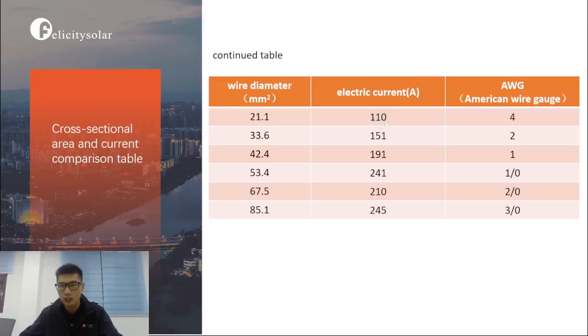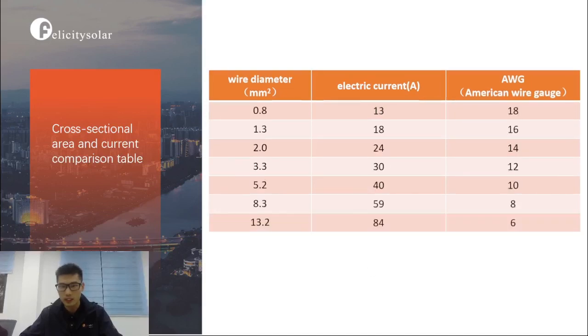If the current is 110, then the wire should be 21.1. If it's 151, it should be 33.6. If it's 191, it should be 42.4. If it's 241, then the size should be 53.4. If the current is 210 amperes, then it should be 67.5. If it's 245, then the size of the wire should be 85.1. You should write a note to remember all this. Here, let's check it again.